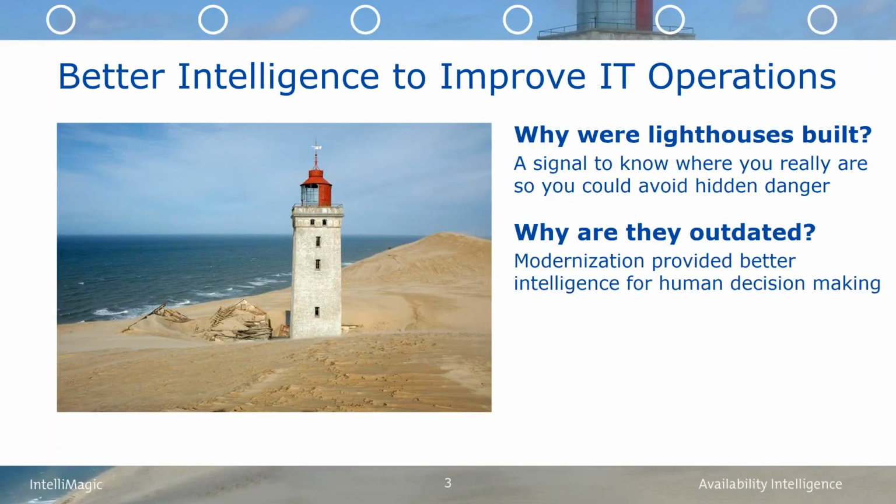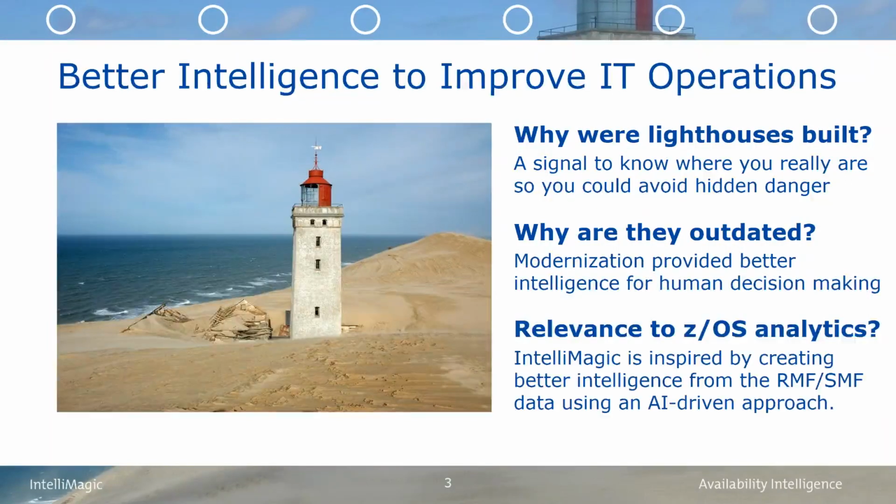In 1986, a new technology came to provide far superior intelligence about where you were, in the form of GPS being released to the commercial sector. But it's still interesting. How is that relevant to what we're talking about today? This is what inspires us to create better intelligence out of the RMF and SMF data. We think there's a lot more that you can obtain that's very useful to provide you with the intelligence that you need to make good decisions.